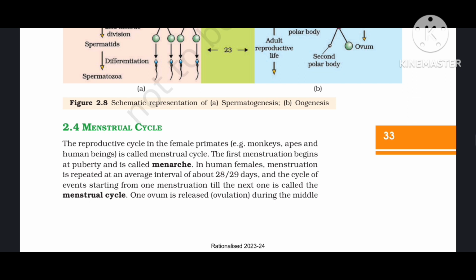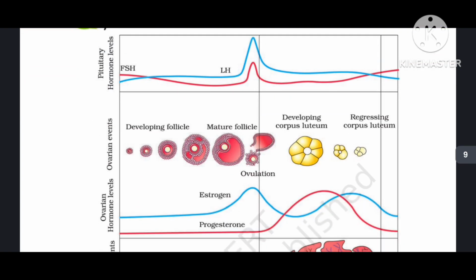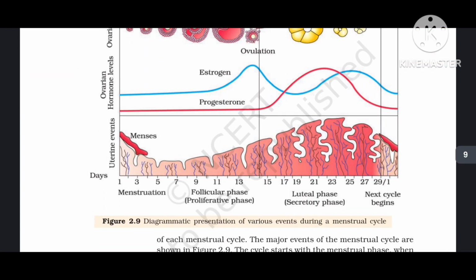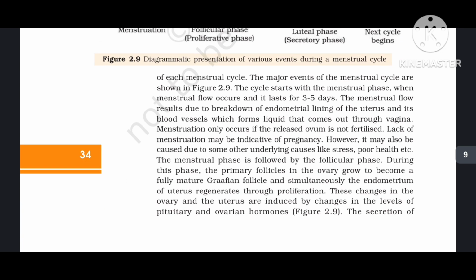2.4 Menstrual cycle. The reproductive cycle in the female primates, that is monkeys, apes and human beings, is called menstrual cycle. The first menstruation begins at puberty and is called menarche. In human females, menstruation is repeated at an average interval of about 28 to 29 days, and the cycle of events starting from one menstruation till the next one is called the menstrual cycle. One ovum is released (ovulation) during the middle of each menstrual cycle.